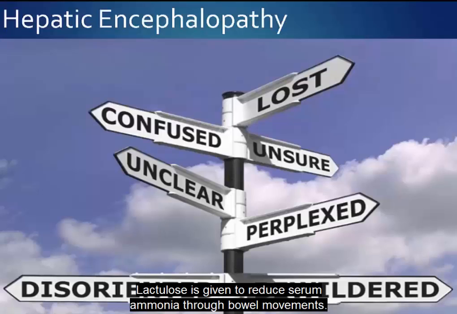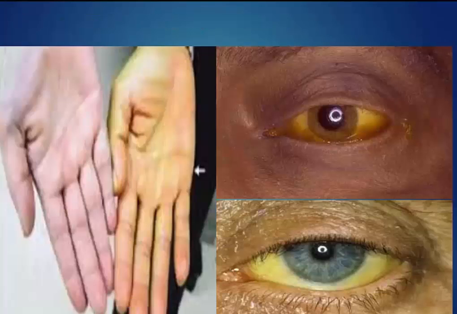Lactulose is given to reduce serum ammonia through bowel movements. Fecal flora are changed to organisms that do not produce ammonia from the urea. Make sure that the sedatives, tranquilizers, and analgesics are decreased.